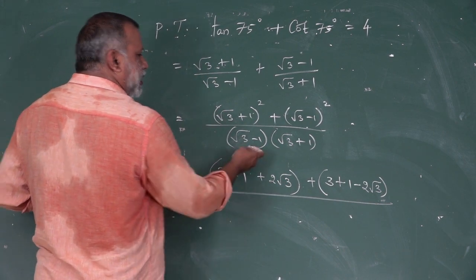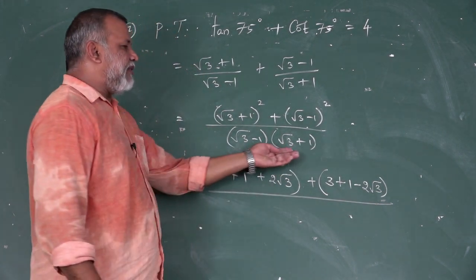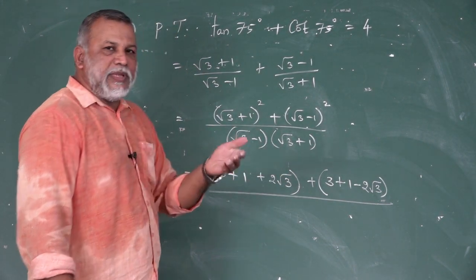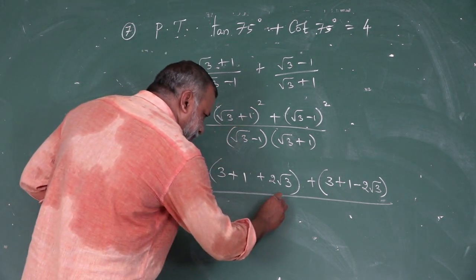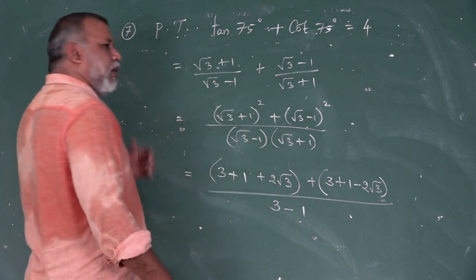Then divided by, see the denominator, it is in the form of (a plus b) into (a minus b). (a plus b) into (a minus b) means a square minus b square. a square means root 3 square, that means 3, minus b square means 1.